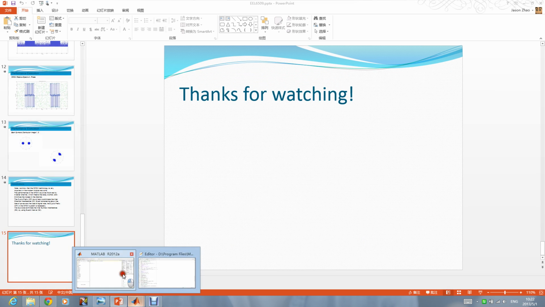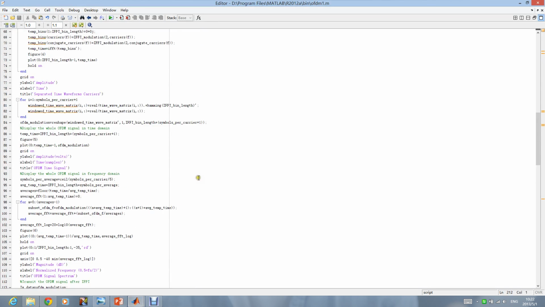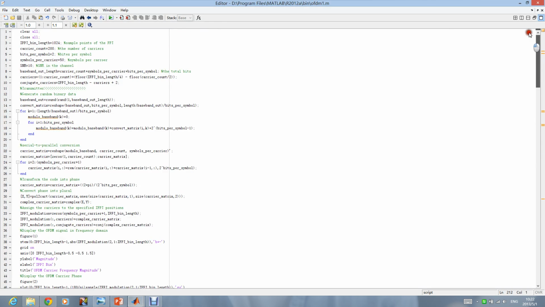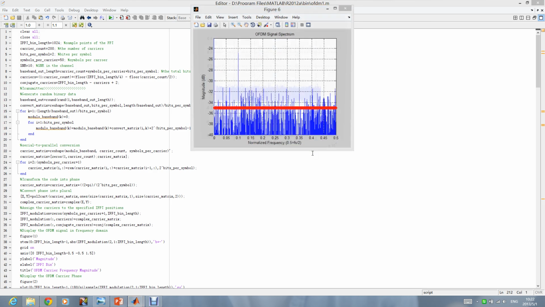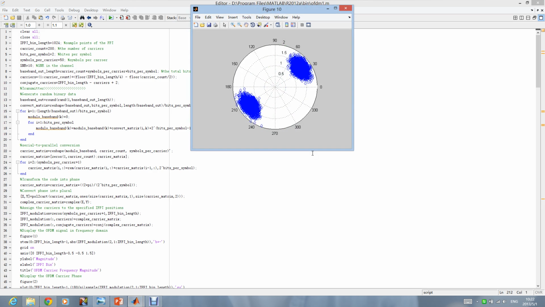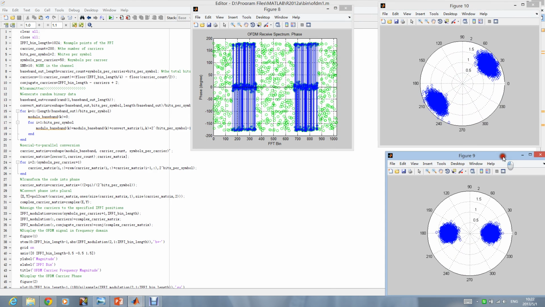And now we're going to come to the program. As I have already discussed and explained the program, we can now run this program. Here we got the 10 output images. We're going to show them.